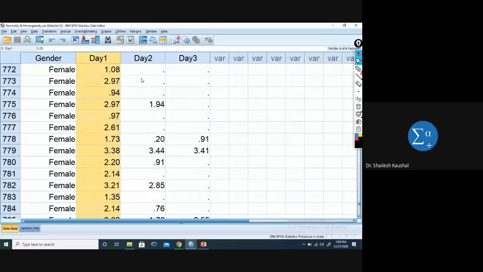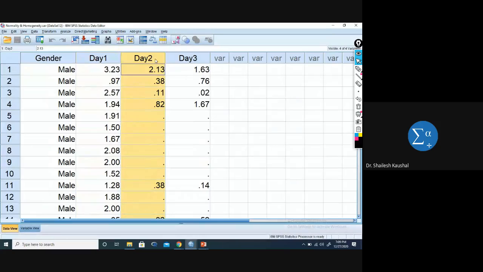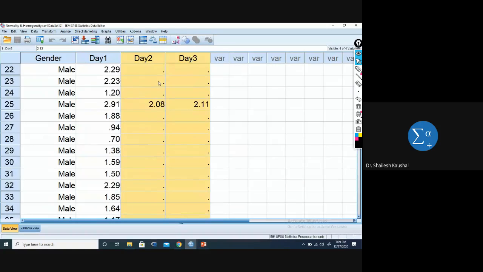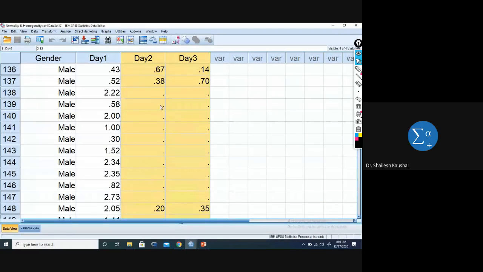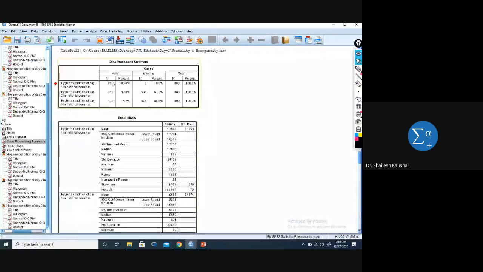But in day two and day three, we can see the missing values. Day two and day three, there are missing values. These are the missing values. Okay, one way is that we impute the missing values. We should impute missing values. Now, what is the output? The output is in day one everybody was present, so there is no missing value. Day two only 268 were present, only 32.8% of persons were present, and day three only 122 were present.